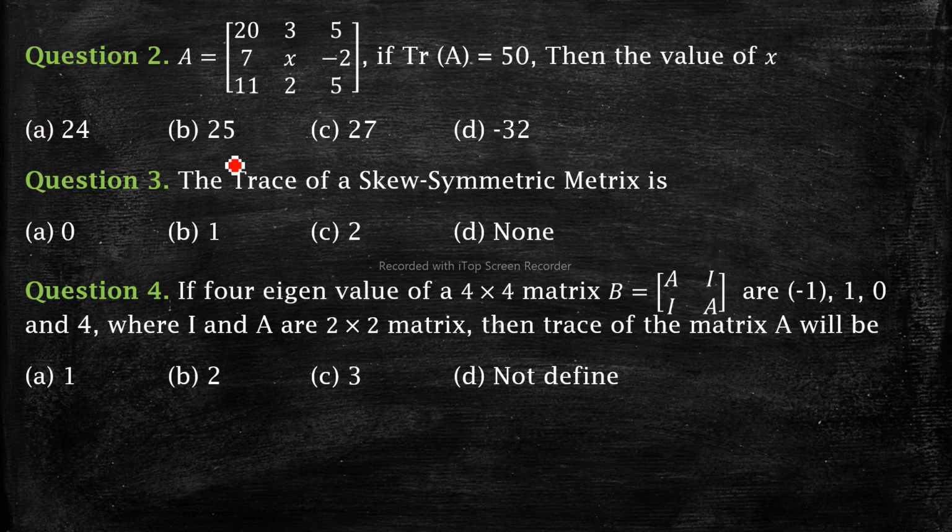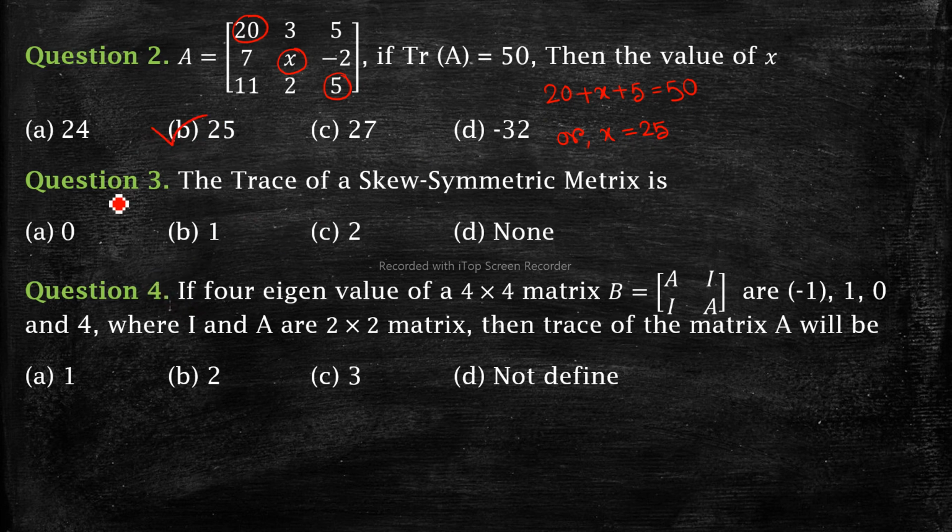Second question is asking, one matrix is given, the trace is also given, and we have to find out the value of x. So it's very simple: 20 plus x plus 5. So ultimately what will the trace become? 20 plus x plus 5 equals 50. From here if we calculate, we will get the value of x, that is 25. So this is correct. Option B is the correct answer.